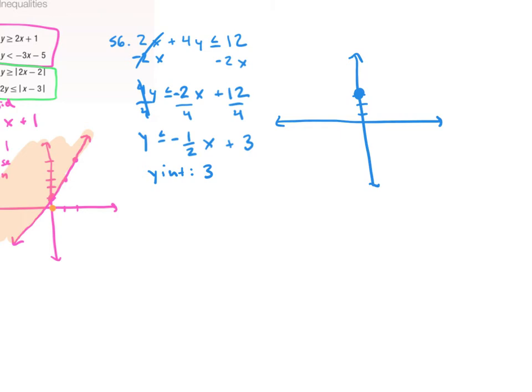Now what's our slope? So our slope is negative 1 over 2. So we have rise over run. A negative rise means that we just go down. So we go down 1 and to the right 2. And we can go down 1 and to the right 2. So we have our 3 points there. Are we going to have a solid line or dotted line here? Remember, this less than or equal to means that it is a solid line.